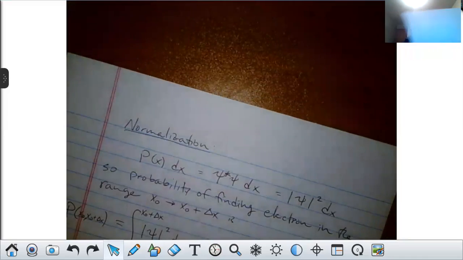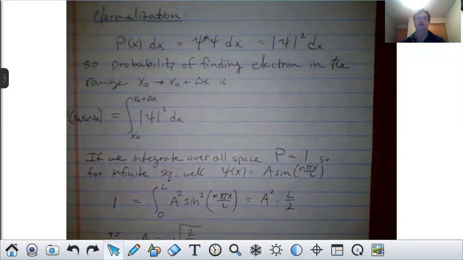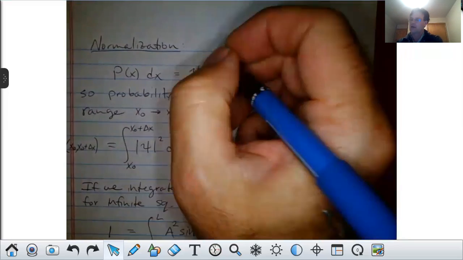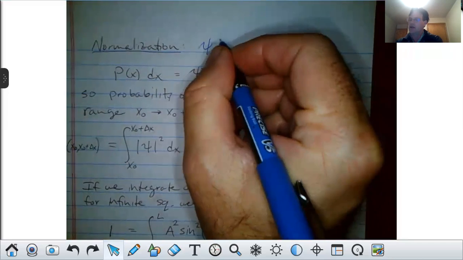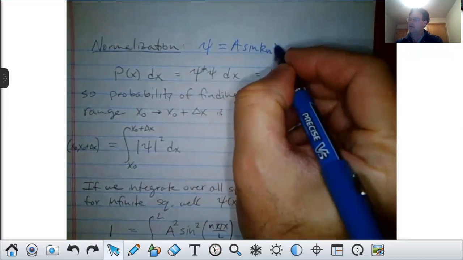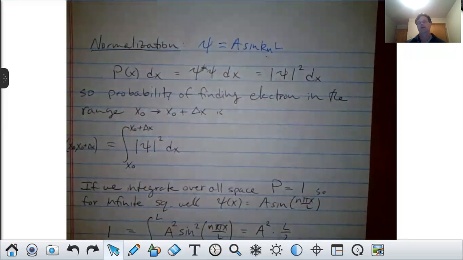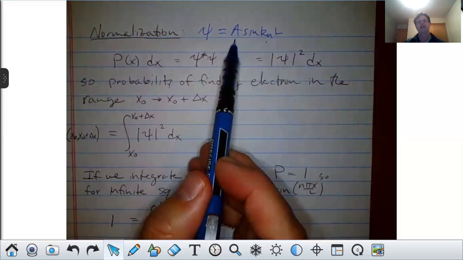Now, one last question that we need to answer. Our wave function we found is a sine of Kn times L, where Kn was given by the only possible values we could have to satisfy the boundary condition. But we haven't determined what this constant A is.